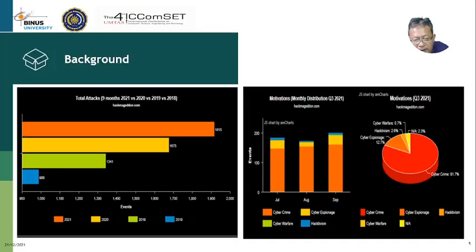The background of this research is about the risks, threats and vulnerabilities of all digital technology. In just 9 months of 2021, there were 1,950 attacks. If we compare with the year 2018, it was only 900 attacks. This is very concerning. In the pie chart on the right side of the picture, most attacks came from cybercrime, at 81%.